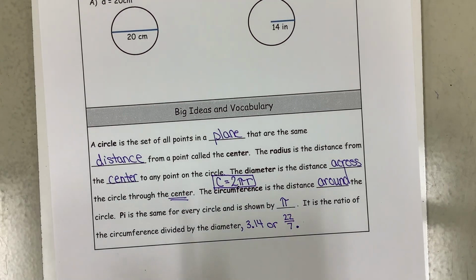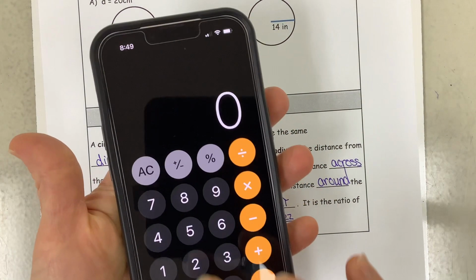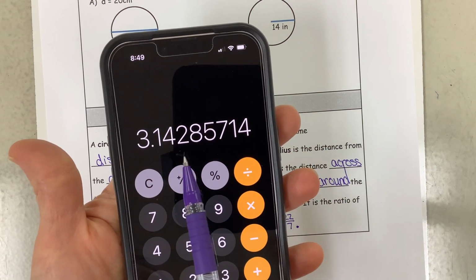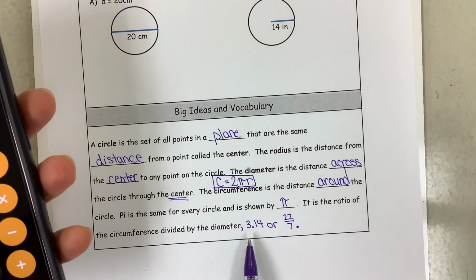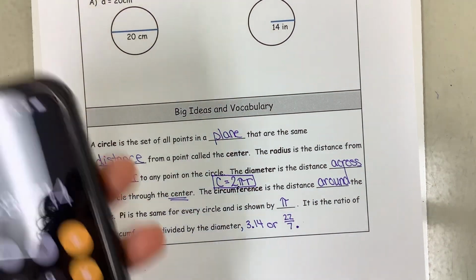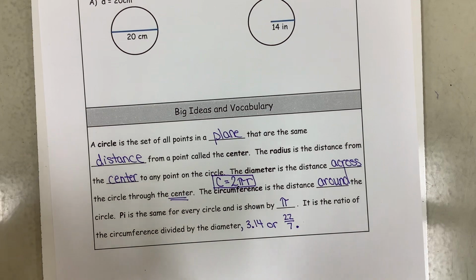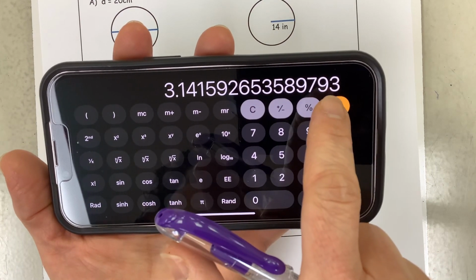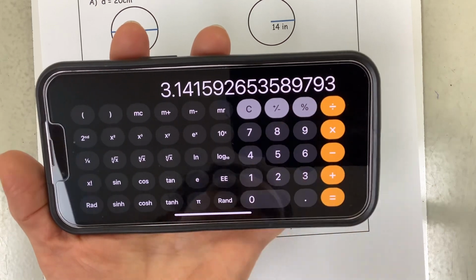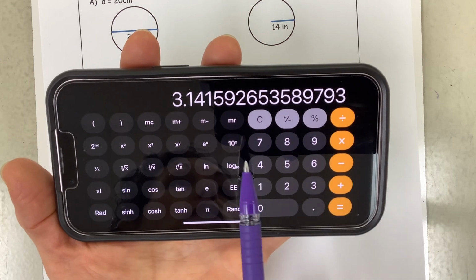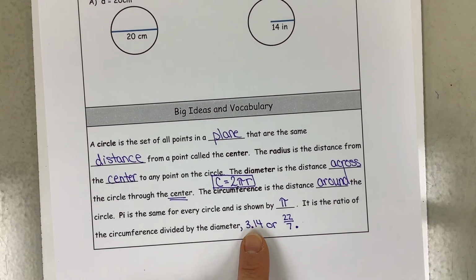For instance, let me show you. So if we take 22 divided by 7, it's not stopping. It just keeps going and going and going. So 3.14 is rounded. 22/7 is a much more accurate number, and some of your calculators might actually even have pi on it. Mine does right here. And so you can see, it keeps going. You might see in some classrooms that it goes all the way around the room and they just keep going, okay? For our purposes, 3.14 is just fine.